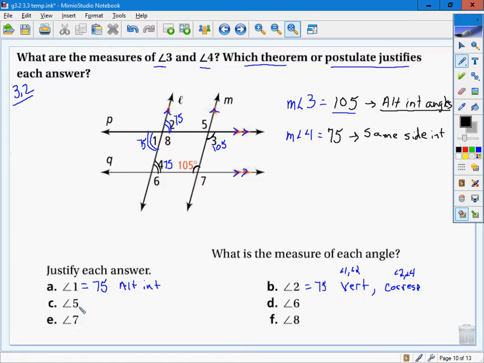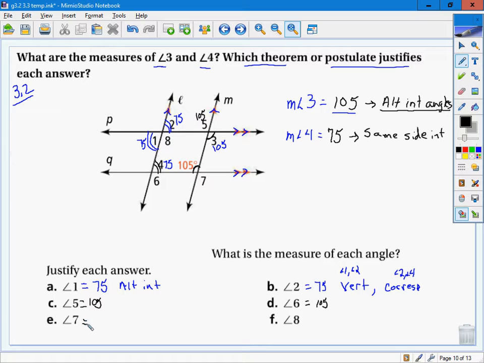How big is angle 5? 105. In fact, I could at this point have said vertical. I could have said same side interior. I could have said corresponding. There would have been 3 different ways that I could list for number 5. Angle 6. How big is angle 6? 105. I could have said a linear pair. I could have said alternate interior angles at this point.